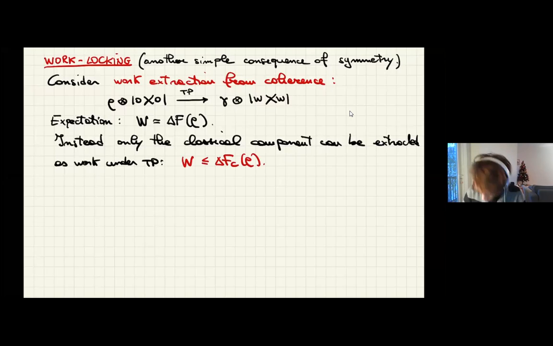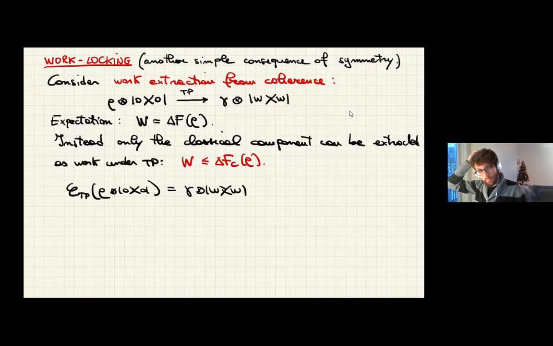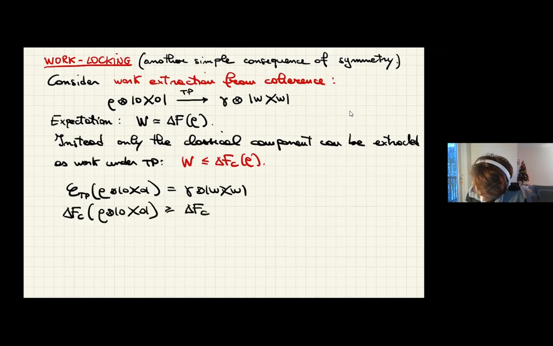Let's prove it. So what is it we're doing? We're doing a thermal process that maps rho tensor 0, 0 into gamma tensor W. Okay, but now we know, we just proved it in the previous slide, that the classical free energy must decrease under this process, which means that the classical free energy of the initial state, which is rho tensor 0, 0, must be bigger or equal than the classical free energy of the final state, which is gamma tensor W, W. Okay.